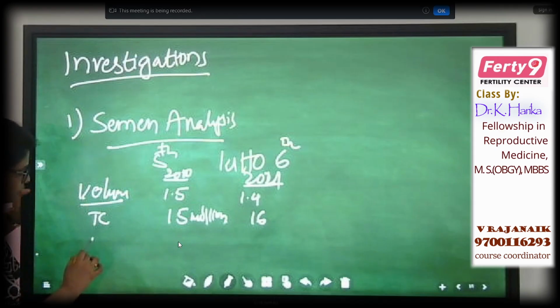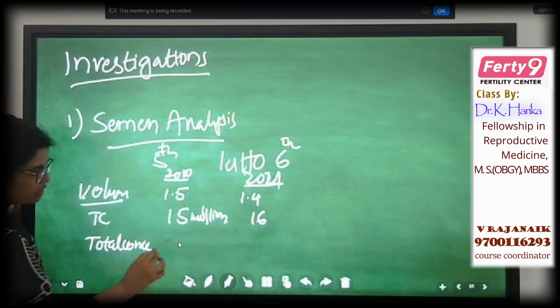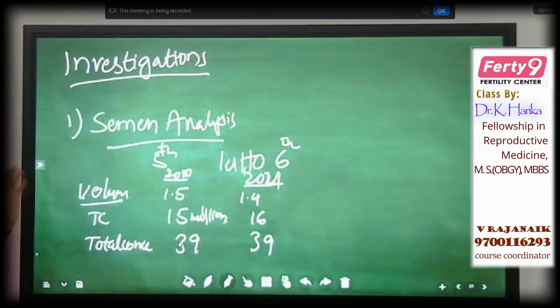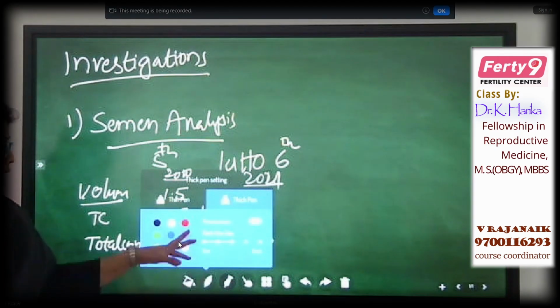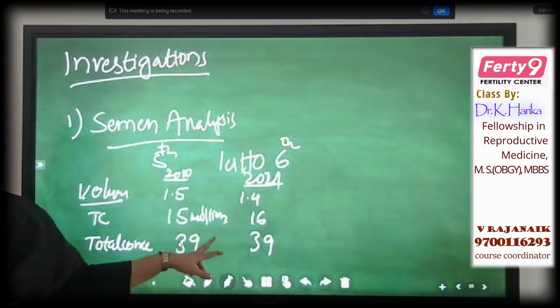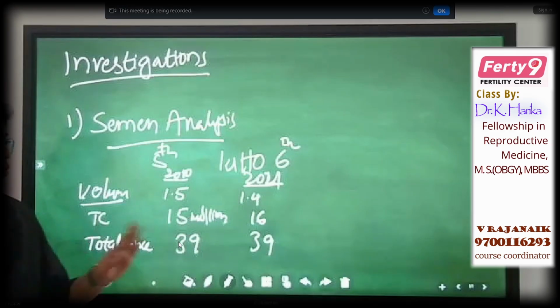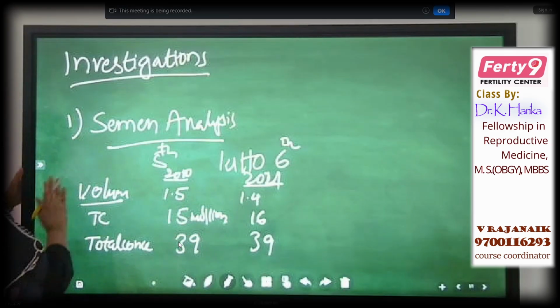Next is total count, that is per ejaculate. It is the same, 39 million per ejaculate. So we are calculating 39 million per ejaculate, and the concentration is per ml: 15 million per ml, 16 million per ml, and the overall volume is 1.5 ml and 1.4 ml.